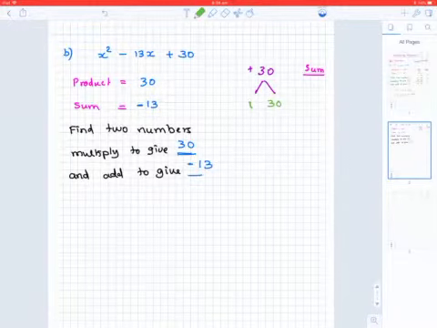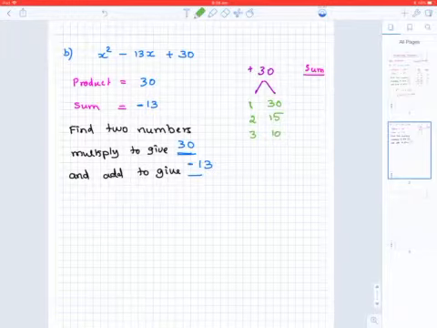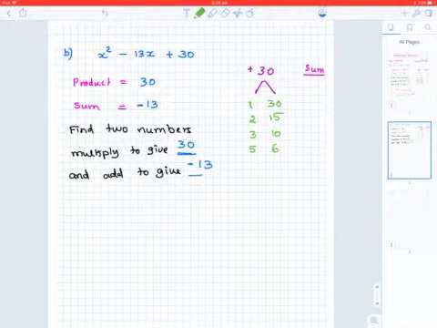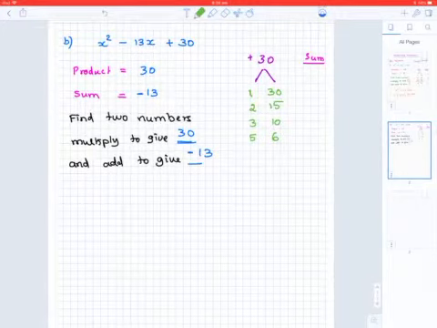Okay, so now we're going to start with the product of 30 first. We'll start with the first pair: 1 and 30 gives you 30. 2 times 15 gives you 30. 3 times 10 gives you 30. 4 doesn't go. 5 goes into 30 6 times. So we have 4 pairs that multiply to give 30.